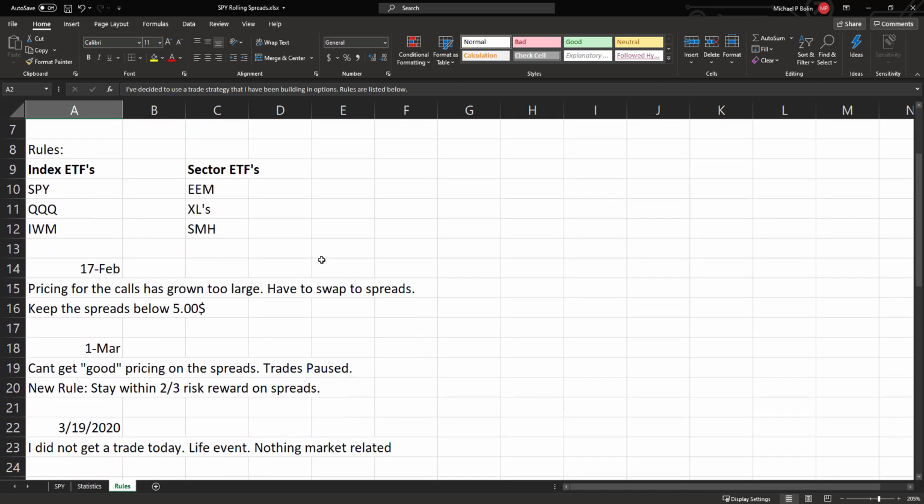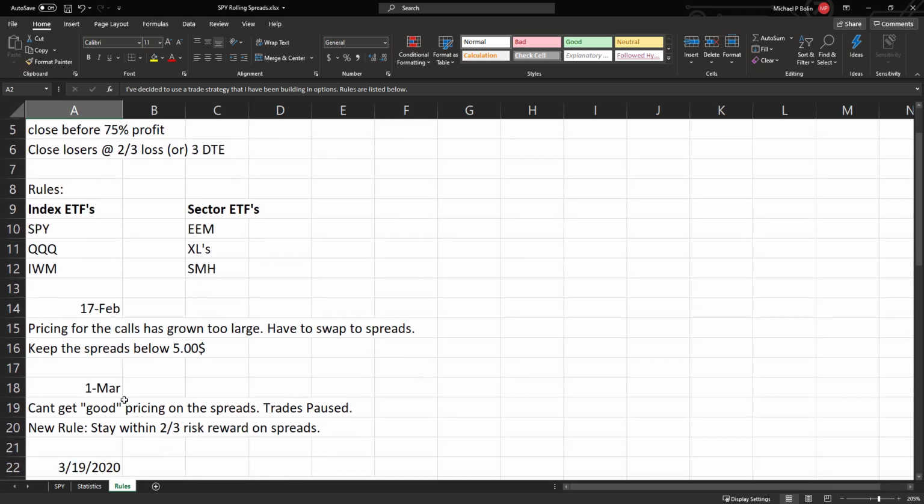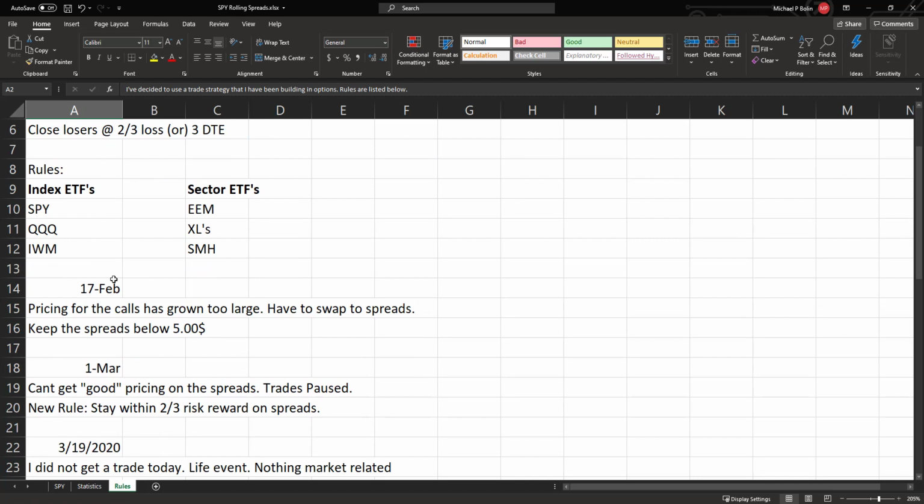So along the way, I had to adjust things, right? February came along and I couldn't afford the calls anymore. I had to keep the trade under $5. Guys, those options went nuts, right? It's still nuts. So I couldn't afford it. I still wanted to keep the strategy going. So I swapped from just buying calls to trading put spreads.